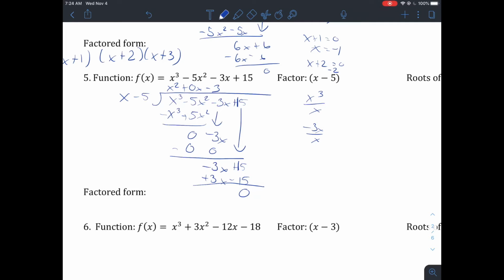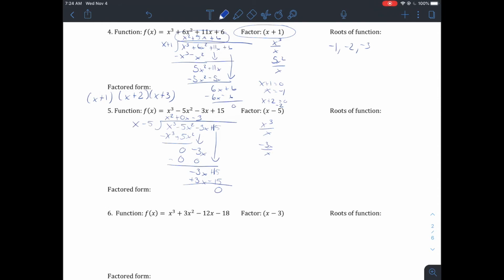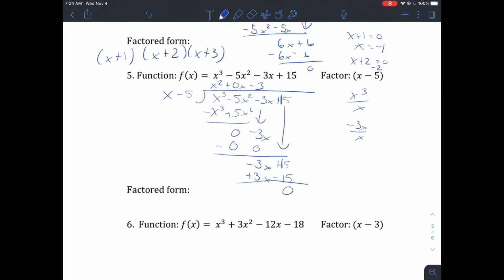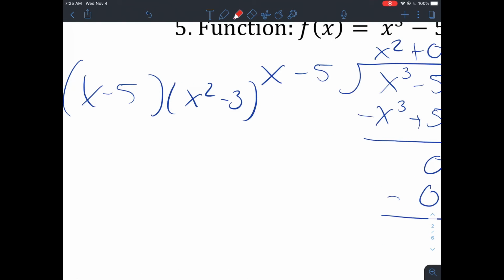We get a 0. All right, so that means that we did it right. And our two factors here are x minus 5 and x squared minus 3. Now there's two ways you could go about factoring this guy further, or actually finding the roots from him.